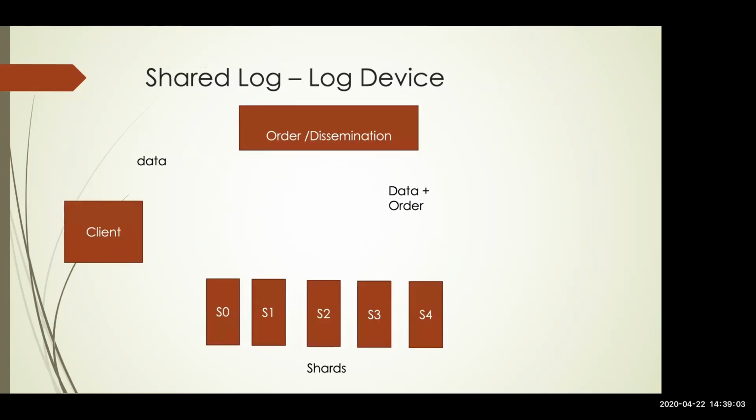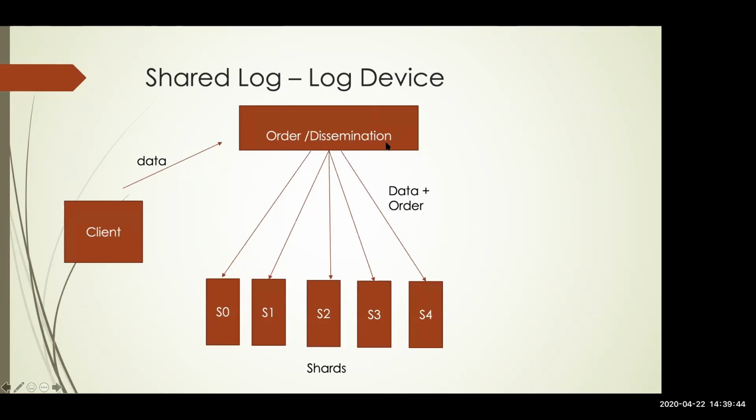So this is the basic design for a shared log. How is it achieved? This is the client, and this is the ordering layer, and these are the shards. The client sends data to the ordering layer, and then the ordering layer orders the records and sends them to the shards.